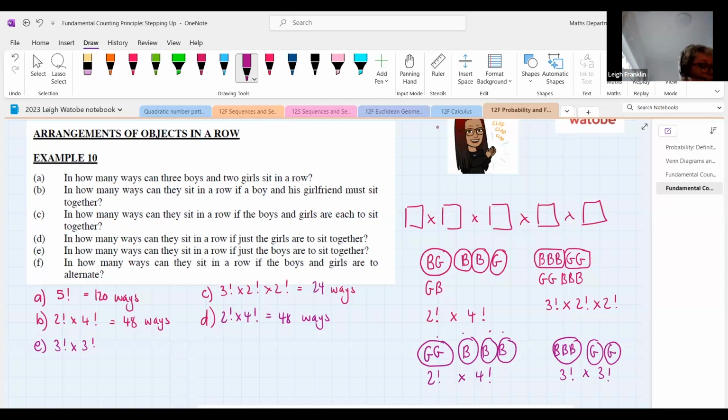Ma'am, yes. The one that you just did before, the boy, boy, girl, girl, where it's like 2 factorial times 4 factorial, why is it 4 not 3? Okay, because there are 4 groups. There's the group with girl, girl, and then there is the boy and another boy.